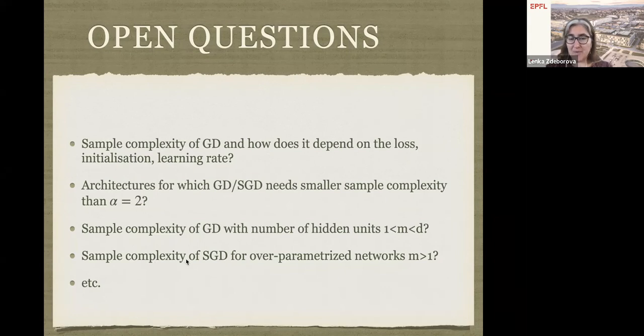And the sample complexity of the stochastic gradient descent of the over-parametrized networks, putting the two together: will they help each other, or will combining the two not help anymore? Empirically, we tried and it didn't seem to improve much over the two, but can we analyze that? So there are many things that one can follow up on. So that's all I wanted to tell you.